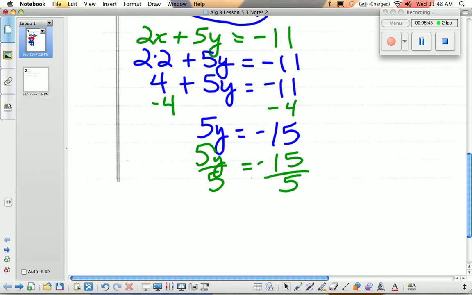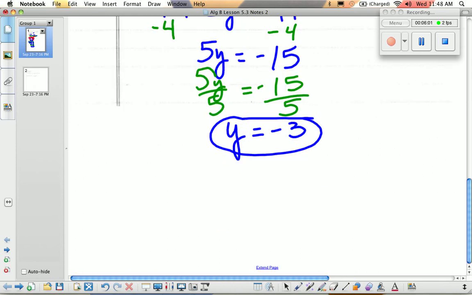What did you get for y? Negative 3. So what's our solution? 2, negative 3. Okay, so our final answer is 2, negative 3. We have to write the solution down here.